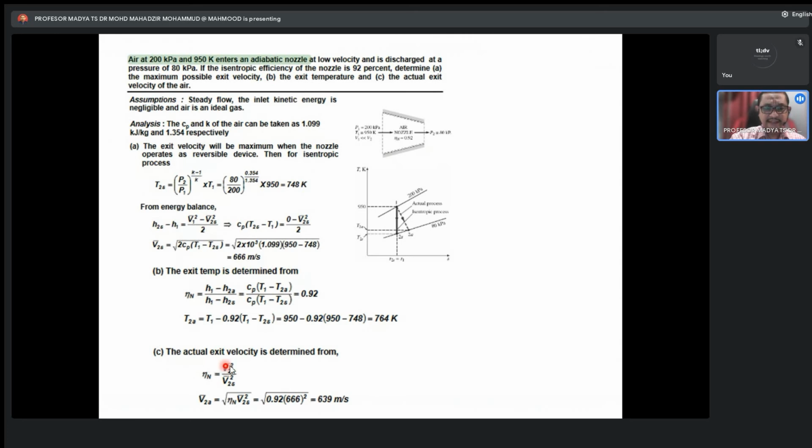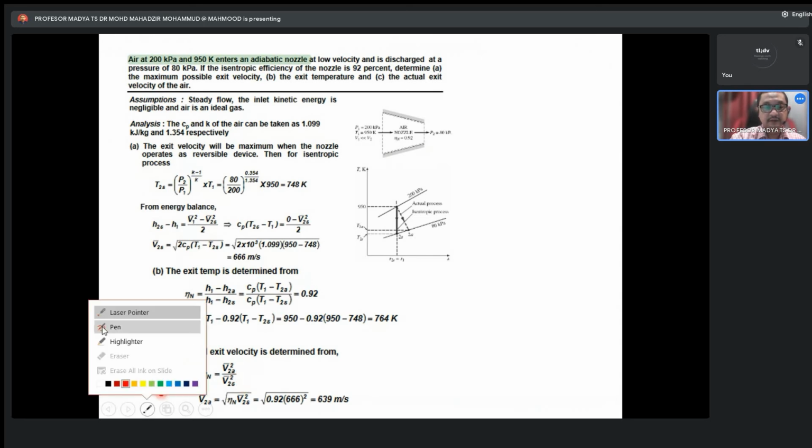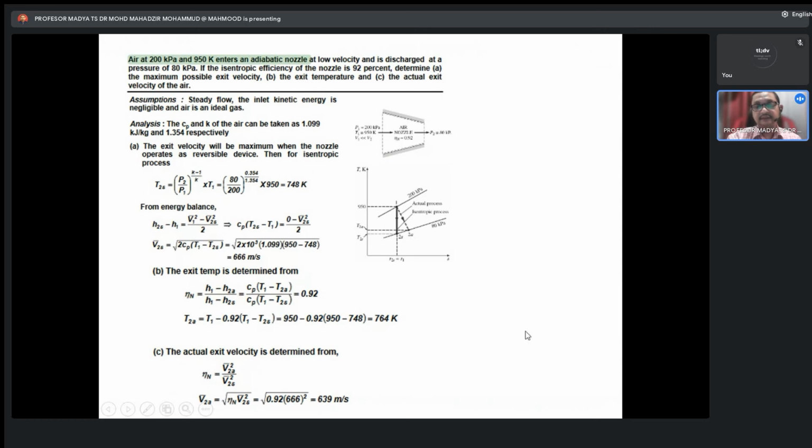And for the actual exit velocity, also using the isentropic efficiency of the nozzle, from here you will get the answer. V2a is equal to 639 meters per second. That is the answer for A, B, and C.